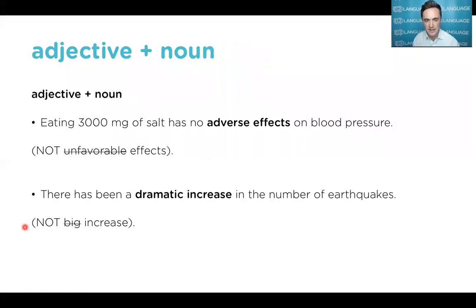Let's have a closer look at each of those. So adjective and noun. So here's a sentence. It says, eating 3,000 milligrams of salt has no adverse effects on blood pressure. So there's your collocation. It's an adjective plus a noun. Adverse effects, not unfavorable effects. There has been a dramatic increase in the number of earthquakes, not big increase. We say dramatic increase. Why? I don't know. Does it even make sense? Not really, but it's beside the point. This is a collocation.